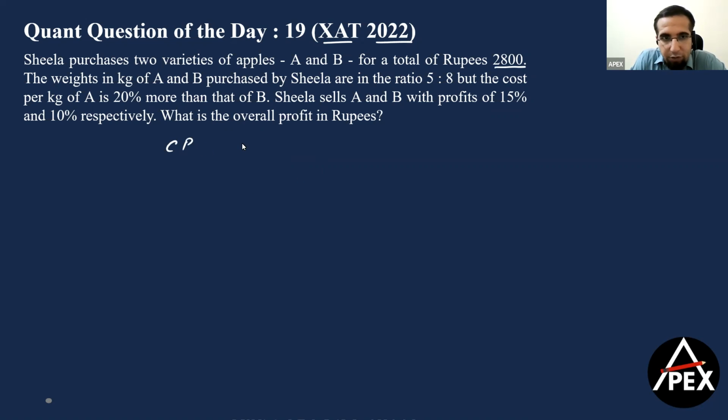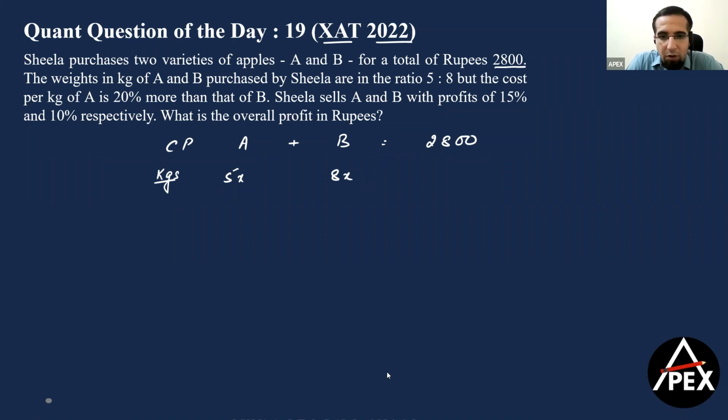So the total cost price, the cost price of A plus the cost price of B, we know is 2,800. The weights of A and B purchased by Sheila are in the ratio of 5:8. So if I talk about the weights, I'm assuming the number of kgs bought is 5x here and 8x here. When we are given ratios, we have to assume a common variable.